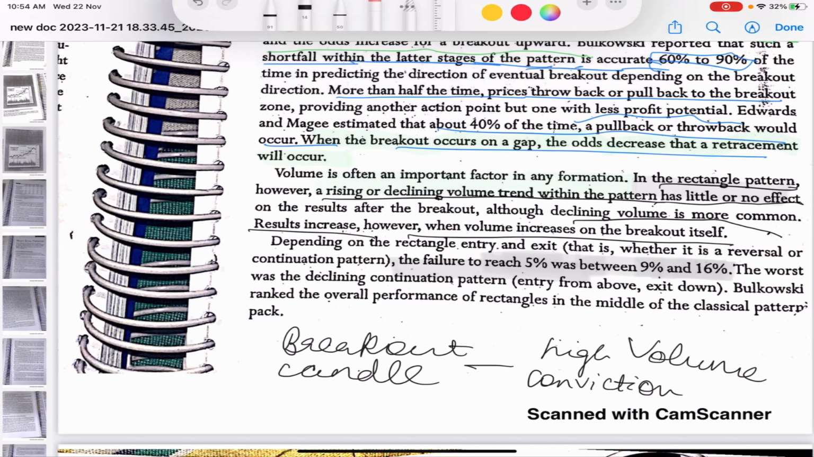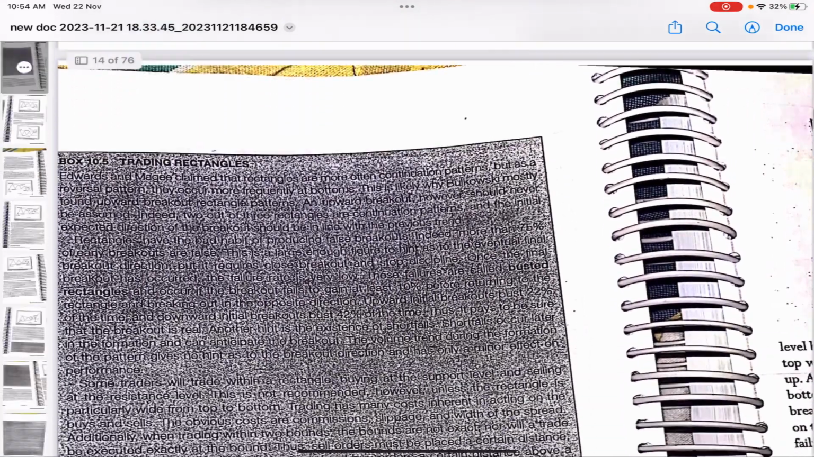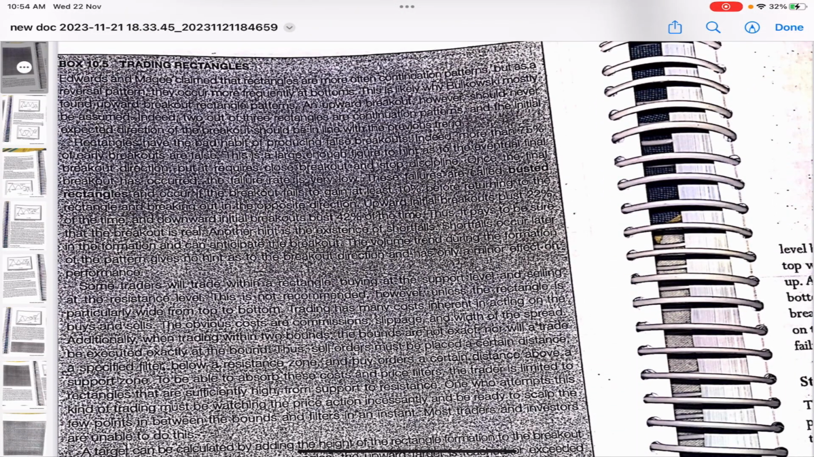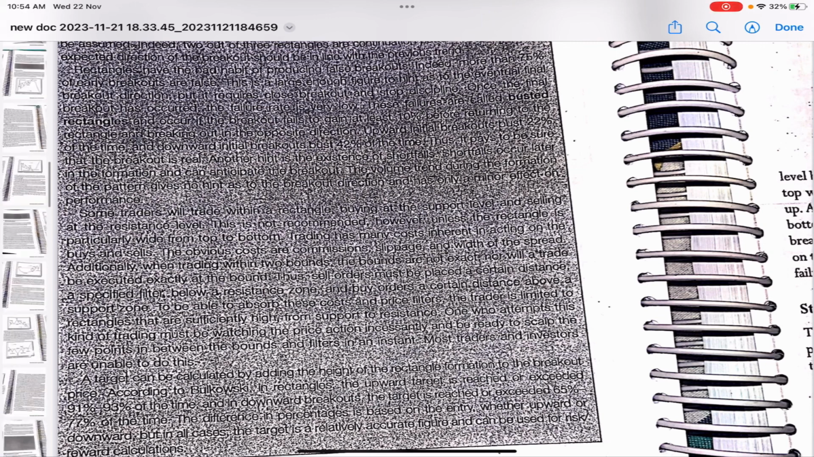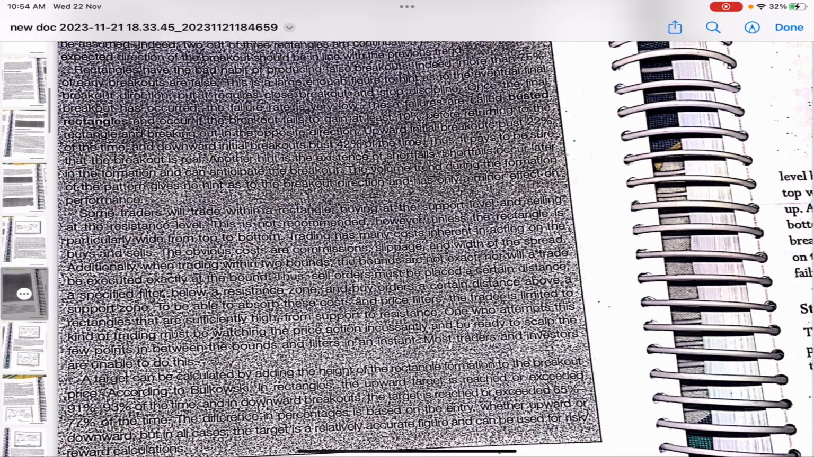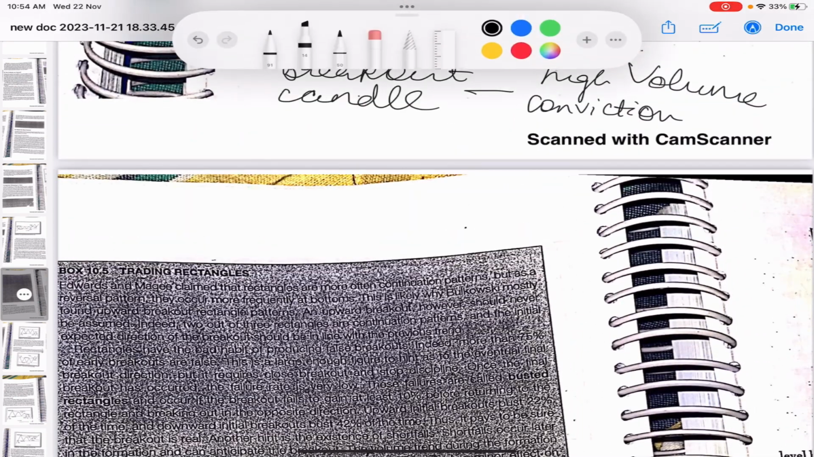Okay, now we come to the next box, which is trading rectangles. I know you can't see whatever is written over here, but I will read it out and explain it for you. Edwards and Magee claim that rectangles are more often continuation patterns, but as a reversal pattern, they occur more frequently at the bottoms. Usually, what happens is when there is a trend going on, a rectangle is formed, breaks out and goes up. So in that case, the rectangle is a continuation pattern.